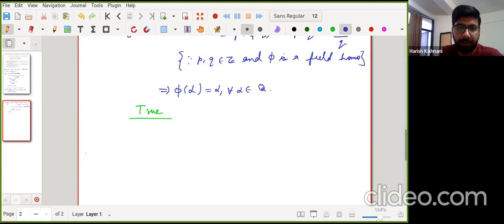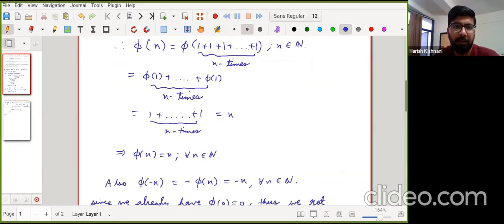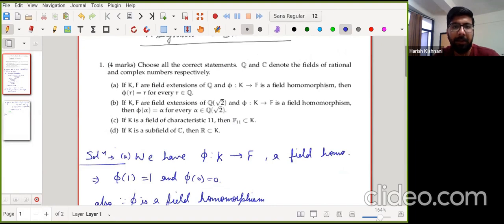The B part says, if K and F are field extensions of Q root 2 and phi is a field homomorphism, then phi of alpha equals alpha for every alpha in Q root 2.